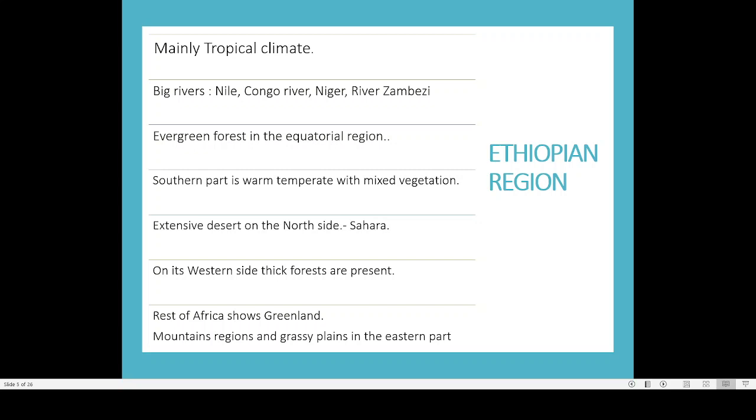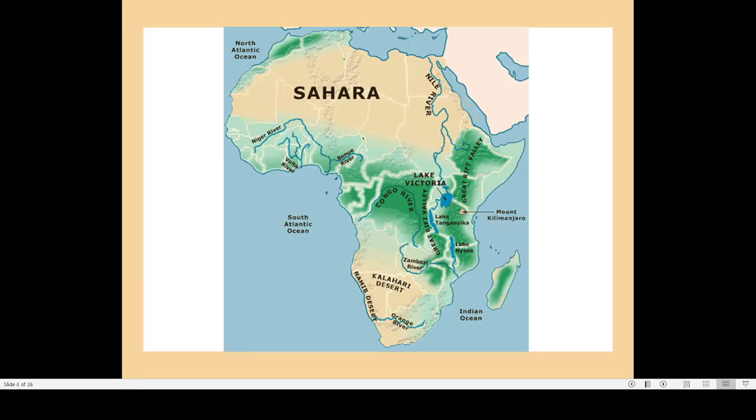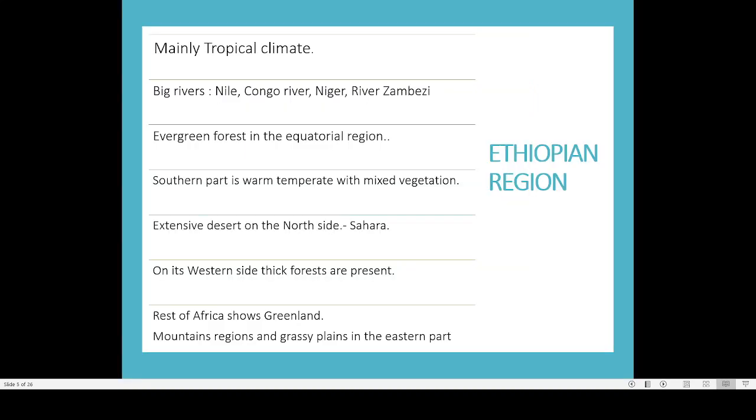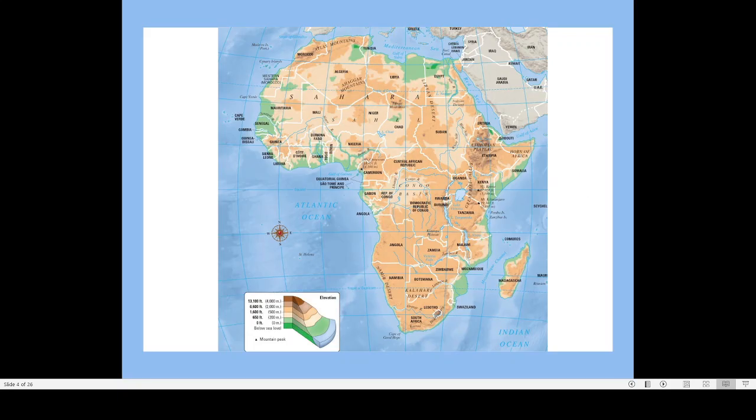What is the meaning of warm temperate? Here, this area is the southern region and it has a temperate climate. Here you can find a sea, which is known as the Mediterranean Sea. And one important peculiarity of the Mediterranean Sea is this.